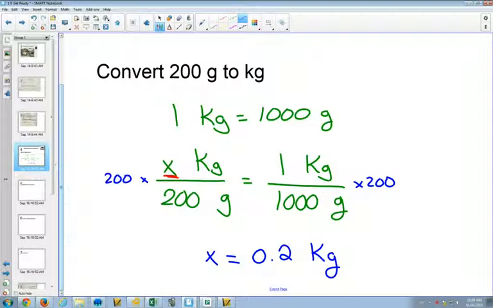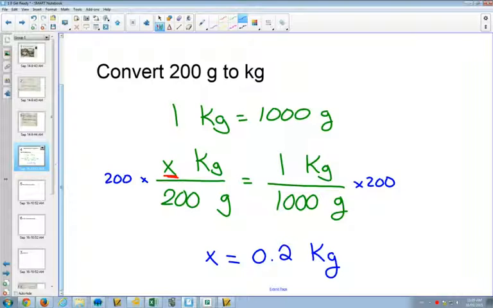Now, some people know that there's 1,000 grams in a kilogram. So they just say, well, I moved the decimal place 3 over. Maybe you've learned that as a shortcut for the metric system. But if you haven't, I would suggest using the proportion here because it works out really nicely.